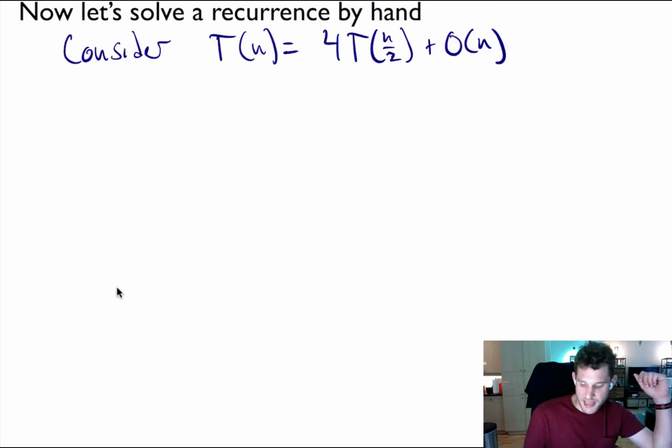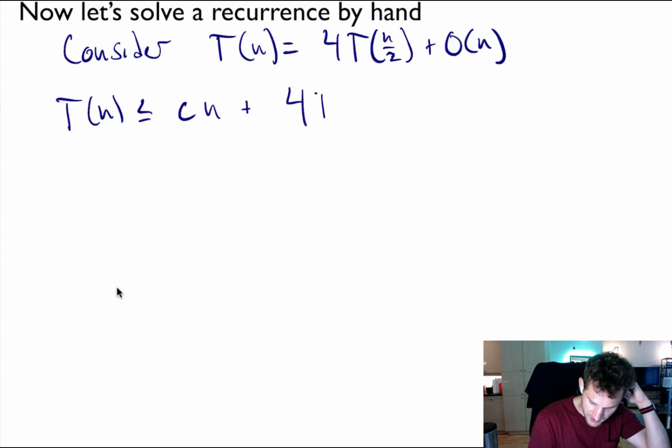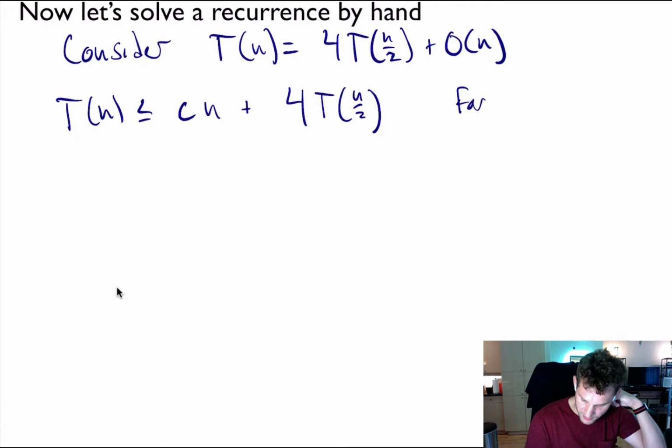To solve this by hand, let's observe a couple of things. Remember, what does this O(n) mean? The O(n) means that we can upper bound whatever this object is by some constant times n. So if we want to expand this, we can write T(n) is less than or equal to some c times n plus 4 times T(n/2), for some c bigger than 0.